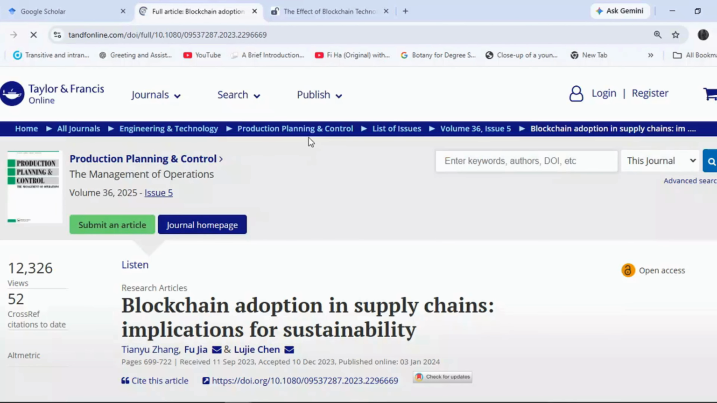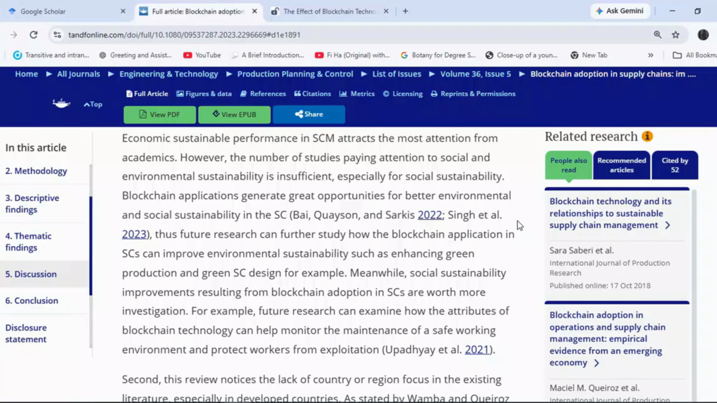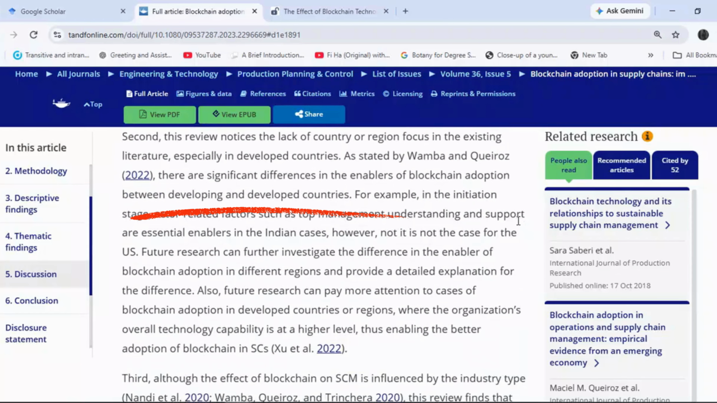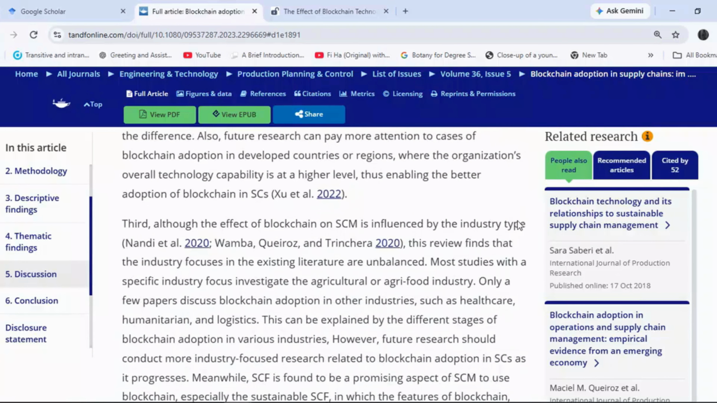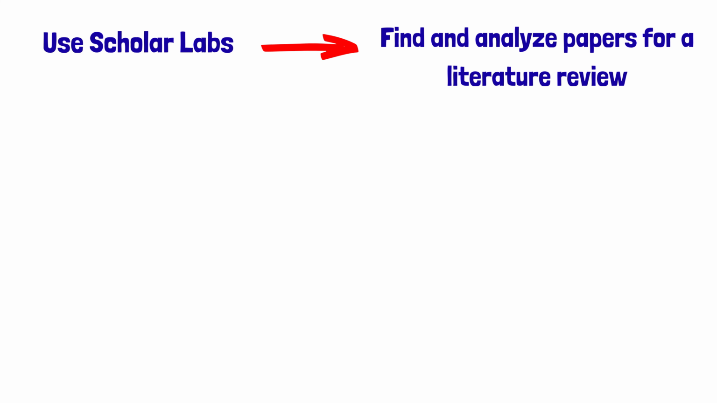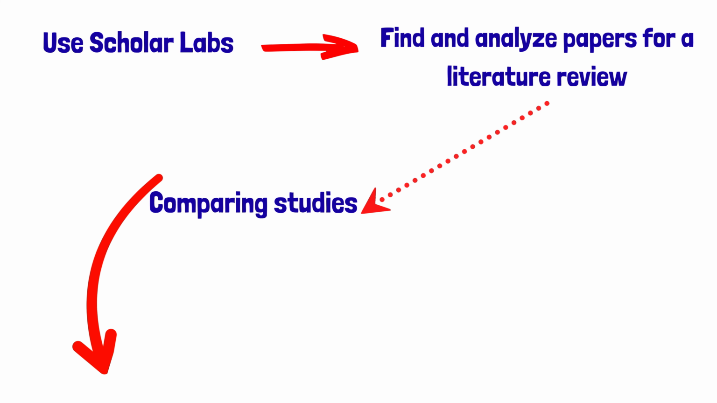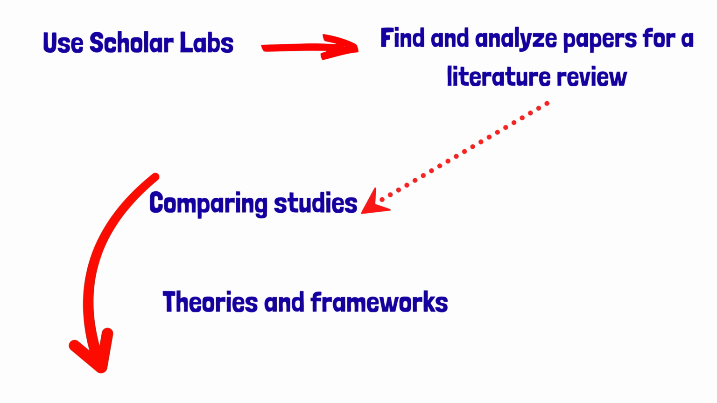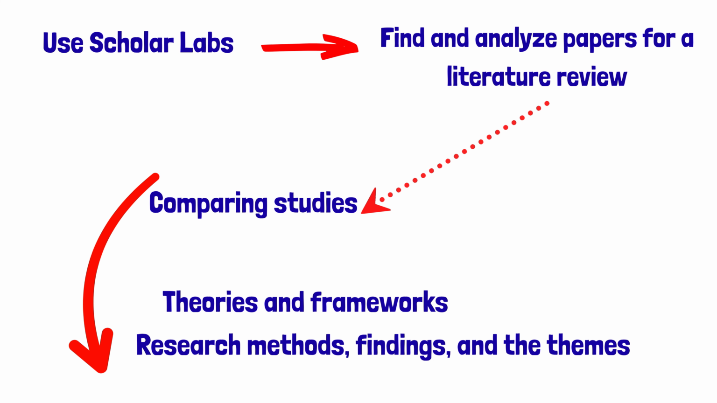I would use the results as a starting point, open the relevant papers, verify what the researchers actually said, and then determine whether the gap is appropriate for my own research. The good thing is that you can also use Scholar Labs to find and analyze papers for a literature review. A literature review involves comparing studies based on areas such as the theories and frameworks they used, their research methods, findings, and the themes that emerge across the literature.